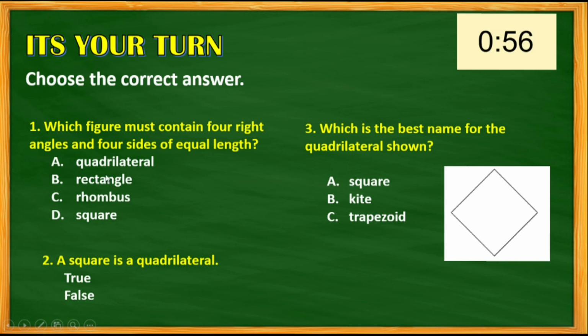For number 1, which figure must contain 4 right angles and 4 sides of equal length? A, B, C, D. And number 2, a square is a quadrilateral, true or false? And for number 3, which is the best name for the quadrilateral shown? Is it A, square, B, kite, C, trapezoid?